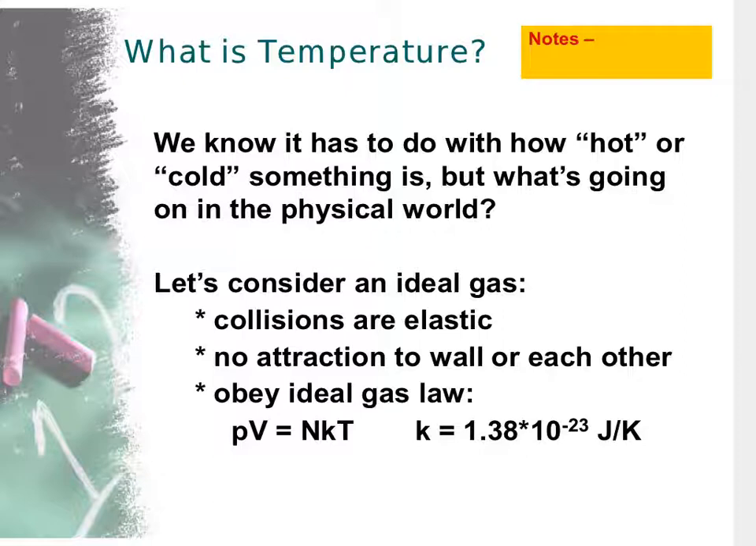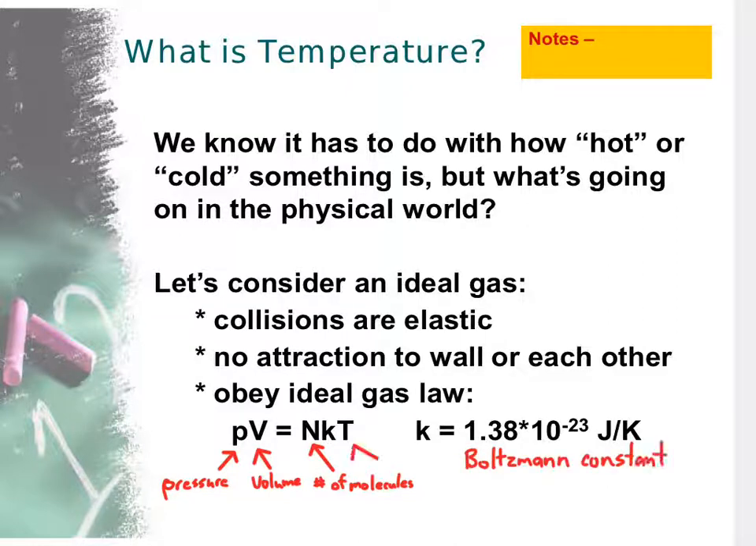Let's just remind ourselves of what these variables are in this ideal gas law. So we have pressure and volume, and then N, let me back up there. Big N is the number of molecules inside this box of volume V. You're used to using the number of moles, but we're actually going to use the number of molecules. k is a constant, called the Boltzmann constant, named after a physicist who did a lot of research with ideal gases. And then T, of course, is temperature.